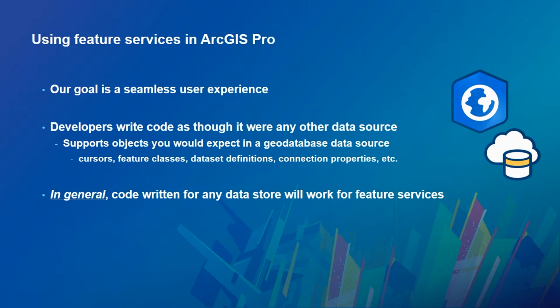So when working with feature services in Pro, your data and layers should behave just like any other geodatabase data source. This is mostly true, but we wouldn't be having this session if that were entirely true. So you as developers are mostly going to write code as though the feature service were any other data store, the main difference being how you connect to the data. Feature services in Pro through the SDK are going to support the same types of objects that you would expect to get from other geodatabase-like data sources.